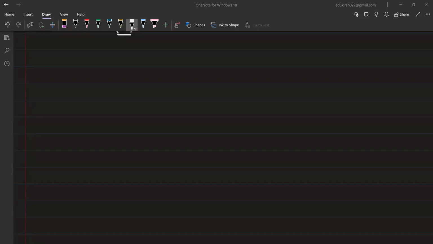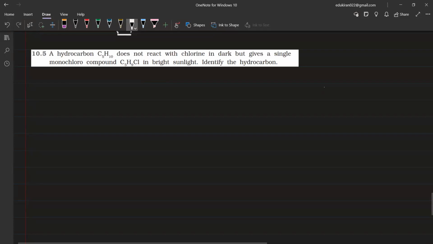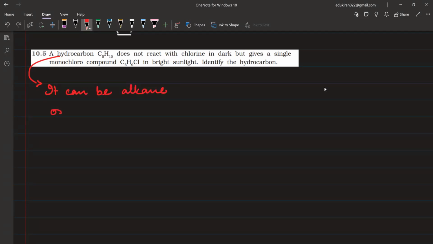Give it a second. A hydrocarbon C5 ester does not react with chlorine in dark. Okay, a C5 hydrocarbon. That means if it is a hydrocarbon, it can be an alkane or an alkene. Only two things. There cannot be anything other if it is a hydrocarbon. And the formula is C5H10.